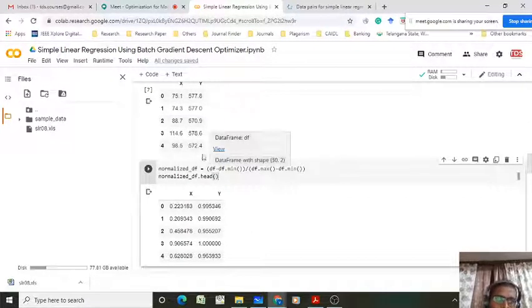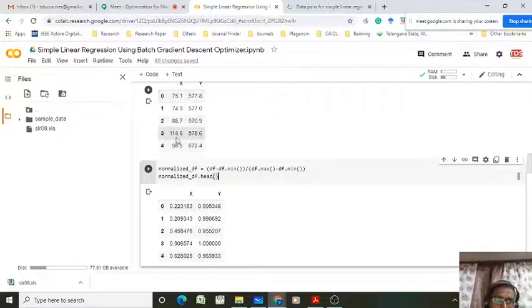What it is doing is, 75.1 minus the minimum in the first column. Don't think that it is the 5 entries; it is the total entries in the complete data set. The min value is taken, divided by max value minus min value. Then it will scale down each value between 0 to 1. So you have to normalize the data.